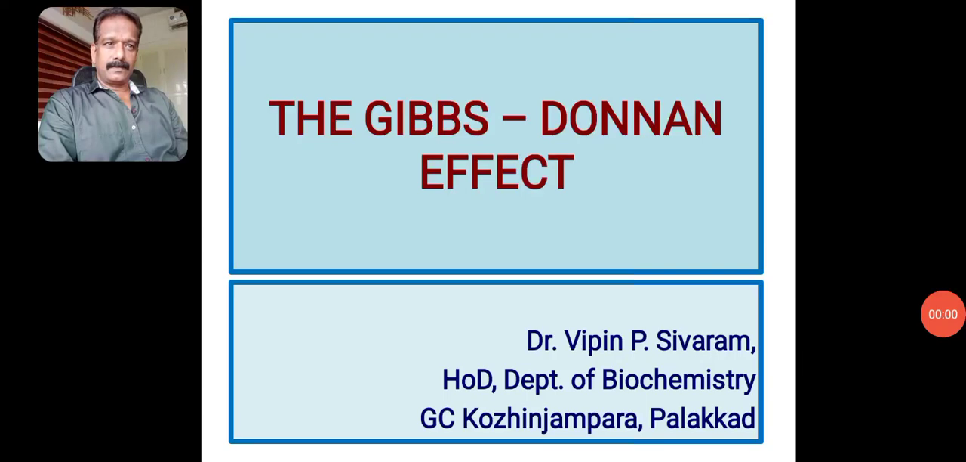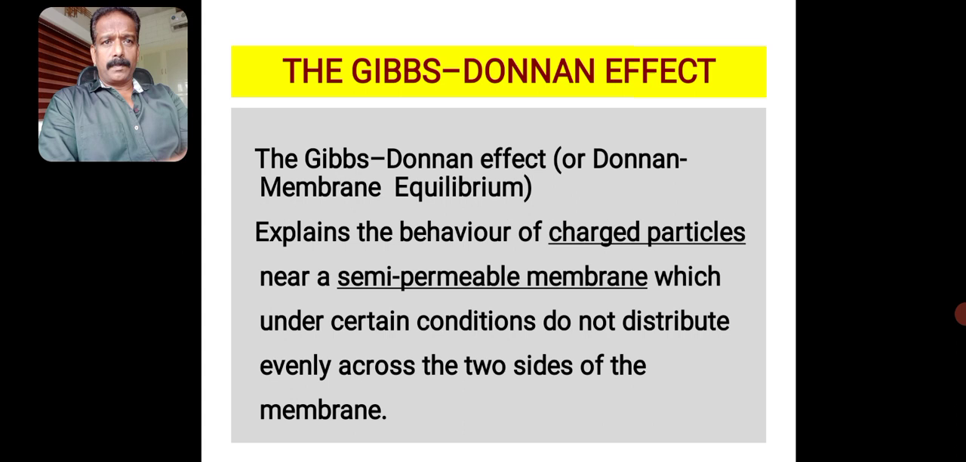Hello and welcome back to Gibbs Biochemistry once again, and this time we'll be discussing the Gibbs-Donnan effect, or Gibbs-Donnan phenomenon. The Gibbs-Donnan effect explains the behavior of charged particles, charged cations or charged anions, which distribute differentially across a semi-permeable membrane under the influence of a non-permeable cation or anion.